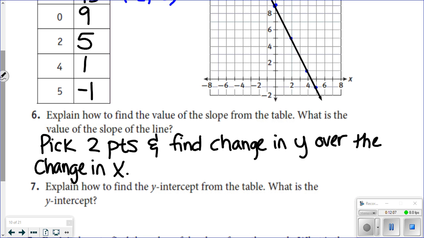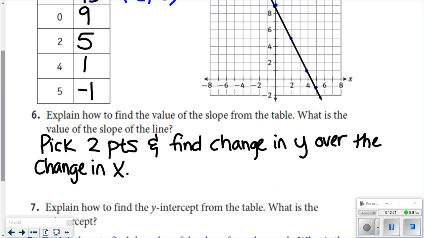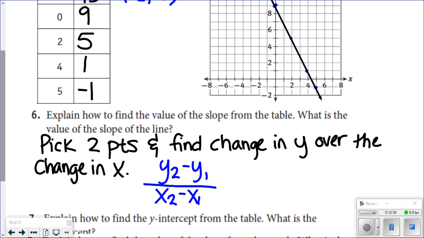Pick 2 points, use the slope formula. Remember the slope formula? So the slope formula here, if you remember, was the change in y's that are on top in the numerator, over your x's in the denominator. Okay, that's the slope formula. So let's pick 2 points from the table. It doesn't matter which ones we choose. Okay, it does not matter. What I'm going to choose are these ones right here, because I can see them without scrolling back up to the first ones.